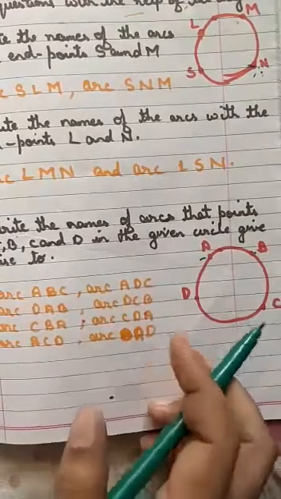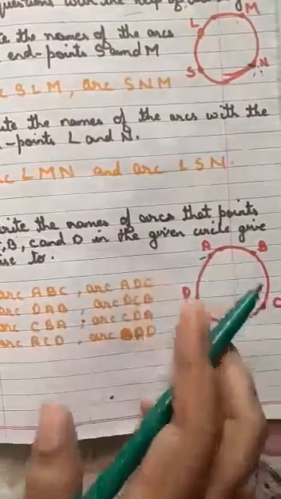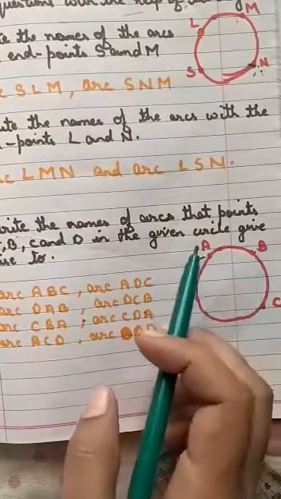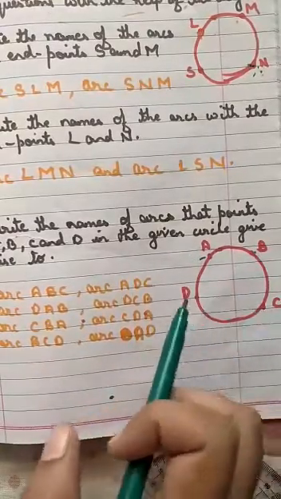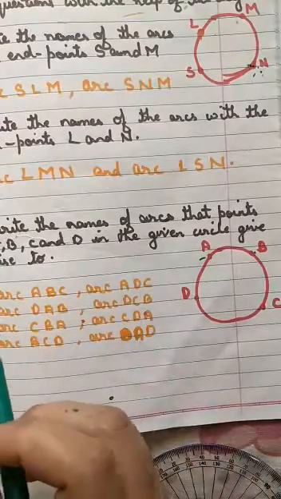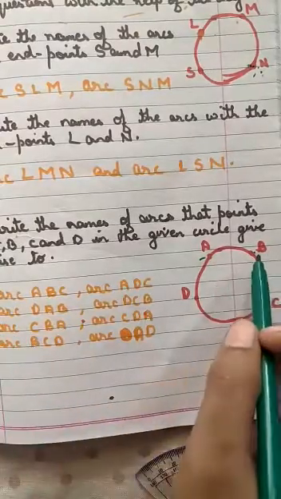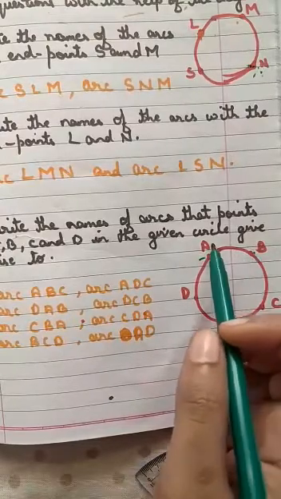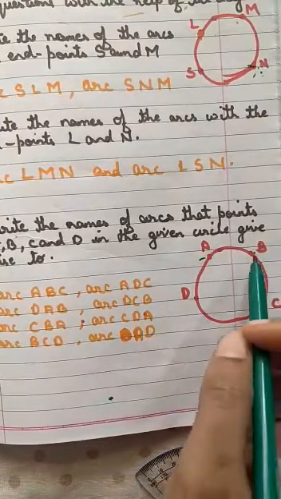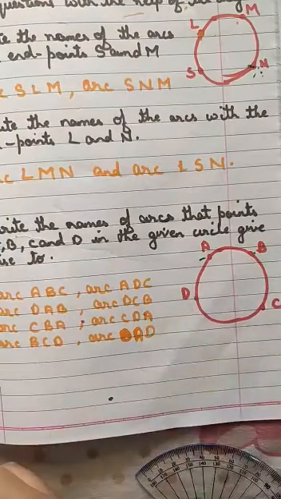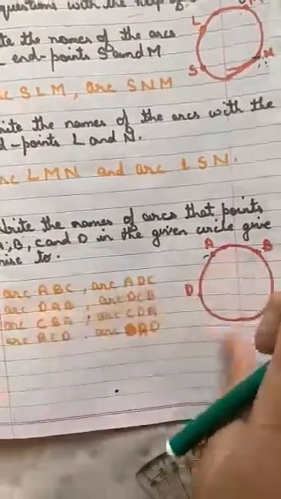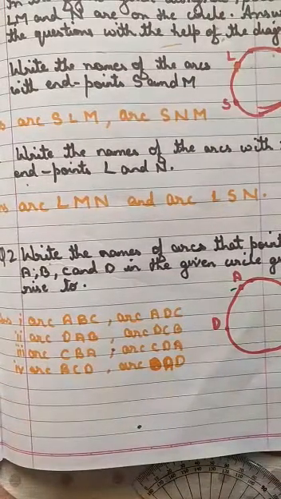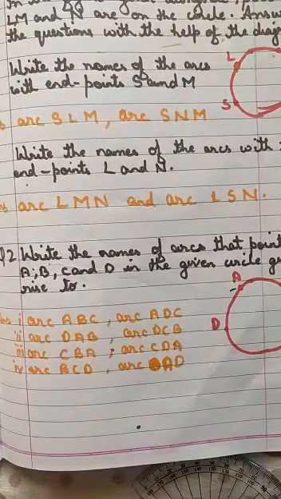Next we will take the end points CA. Understood? So we'll start from C. Arc CBA or arc CDA. Then we will take the end points BD. Understood? So we'll start from B. Arc BAD and arc BCD. Understood? So this way we are going to do the sums. So with this we have done the revision of the circle chapter.